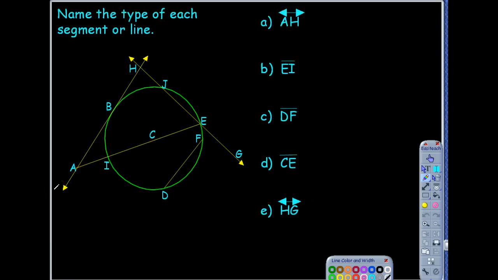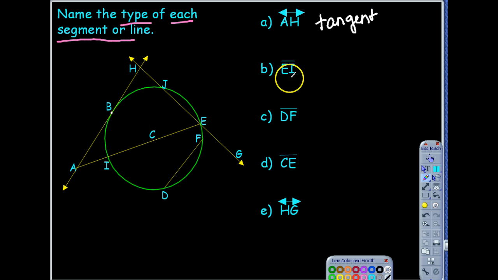All right, let's move into some examples. The first one says, name the type of each segment or line. Thinking about the vocabulary that we've learned, what vocabulary word best describes these? I like that you said the best, because there could be multiple things. I'm looking at line AH. The fact that it's a line already eliminates some options: radius, diameter, and chord have to be segments. So that looks like a tangent line because it's intersecting at point B, and point B is the point of tangency.